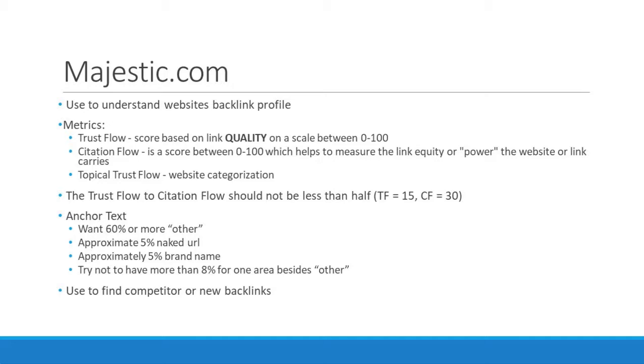And we want to look at anchor text, where I like "other" to be 60% or greater, approximately. Approximately 5% are naked URLs, approximately 5% are brand name, and you don't want to have more than about 8% for one area besides other. And I'll show you in the tool what that means.